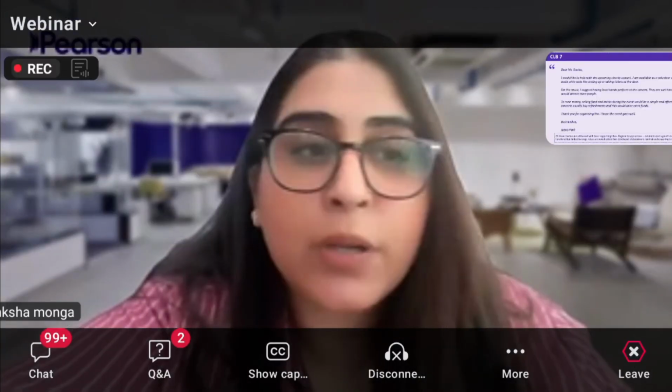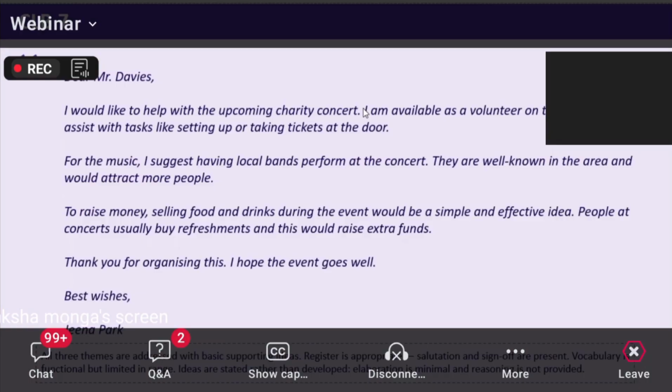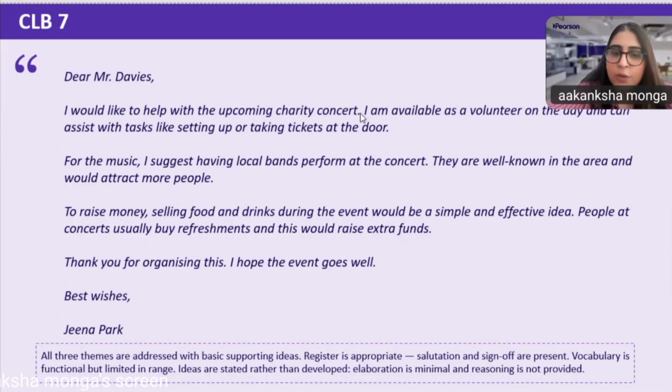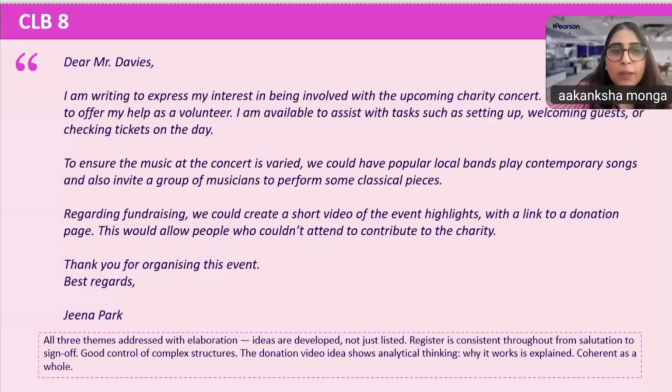The vocabulary is also relevant to the prompt, but once again, it's functional vocabulary. It's a bit limited in range. The ideas are stated, but they are not developed because there's not a lot of elaboration. So as someone has mentioned in the chat, it's very to the point. There's no reasoning that has been provided. So this answer remains at a CLB 7. Now let's look at the CLB 8 response.